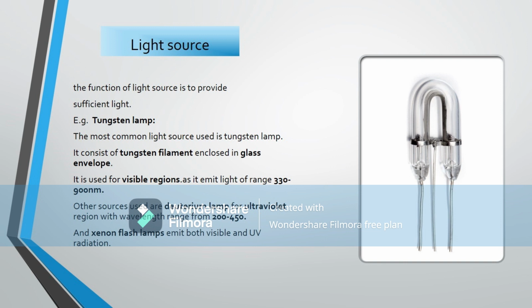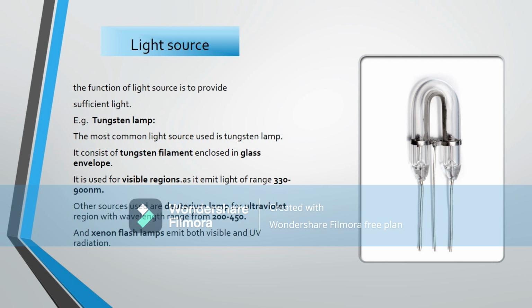Different types of light sources are used in different types of spectrophotometers. The light source used in a visible spectrophotometer will be different from the light source used in an ultraviolet spectrophotometer. The most commonly used is the tungsten lamp. A tungsten lamp consists of a tungsten filament enclosed in a glass envelope. It is used for the visible region because the radiation it emits falls in the visible region of the electromagnetic spectrum, and its wavelength ranges from 330 to 900 nanometers.